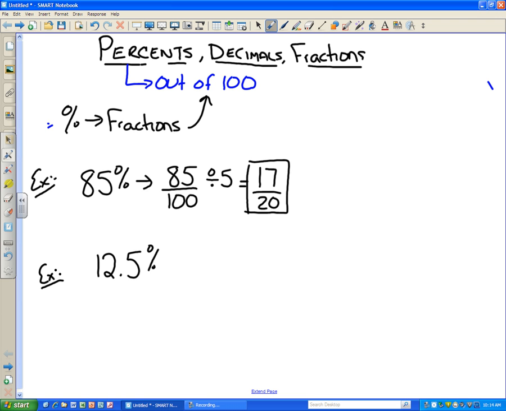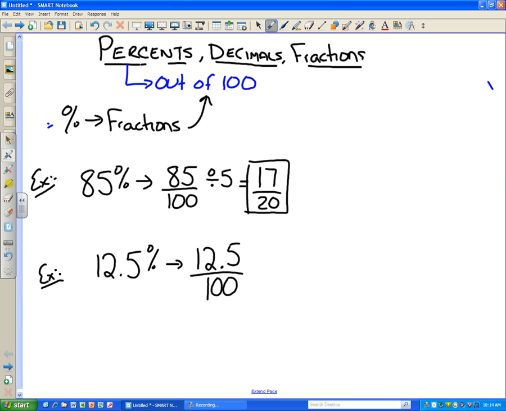12.5%. We need to write that as a fraction. So again, percents are always out of 100. So we write 12.5 over 100. But it's never proper to leave a decimal within a fraction. So that means we have to get rid of that decimal. In order to get rid of it, we have to move it 1 time to the right.